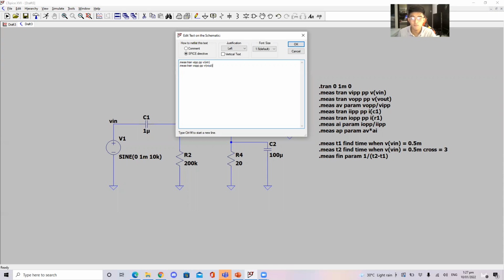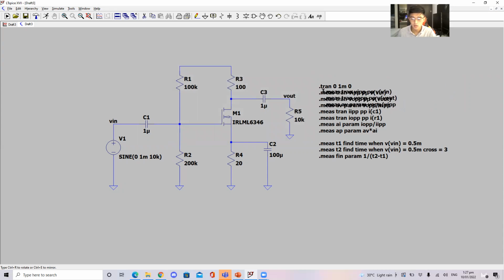And to get the average of both of them, you just write .measure. I put 2 dots, .measure the average parameter, the voltage gain of this circuit, AV parameter, voltage output peak to peak over the voltage input peak to peak. And you just click OK, and you have the same thing that I wrote. Since I already have it, I'll just click escape.